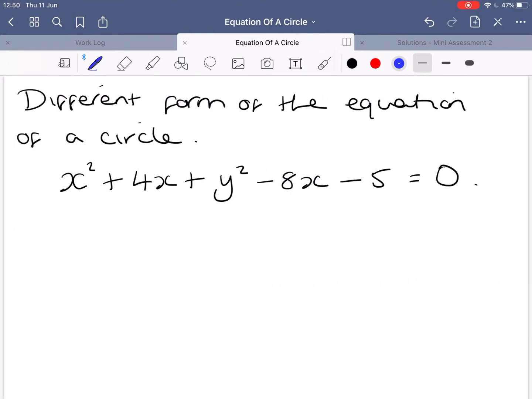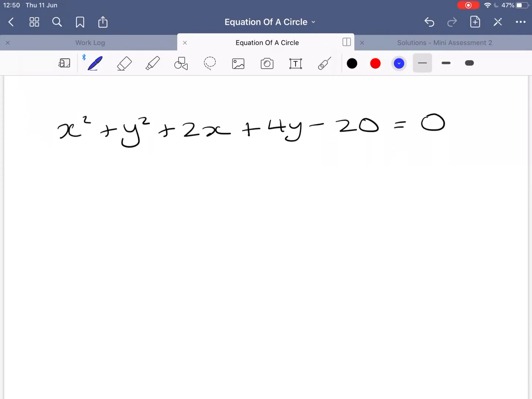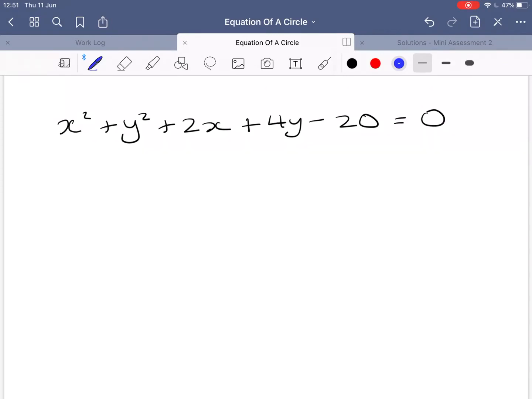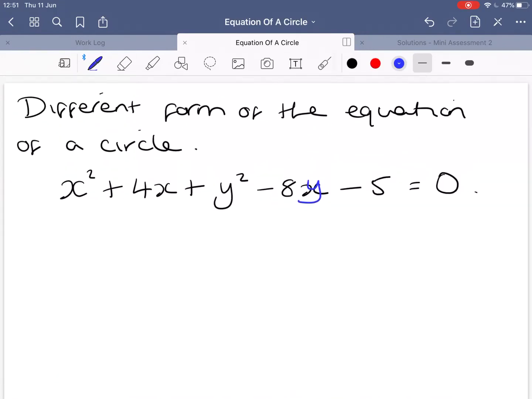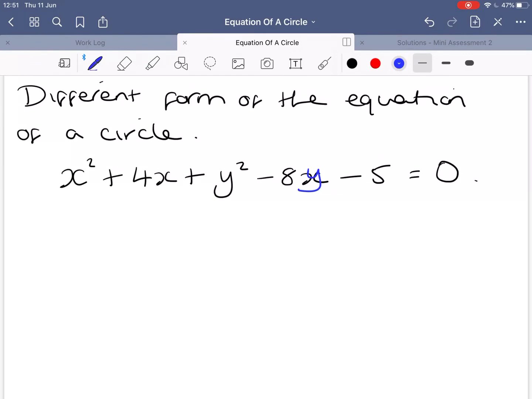Right, now, quite often we have a more traditional form of the equation of a circle, and it looks like this. It might be x squared plus 4x plus y squared minus, that should be 8y minus 5 equals 0. Or it might look like this, x squared plus y squared plus 2x plus so many y minus a number equals 0 again. And for this one, I've got to work out what is the centre and the radius.